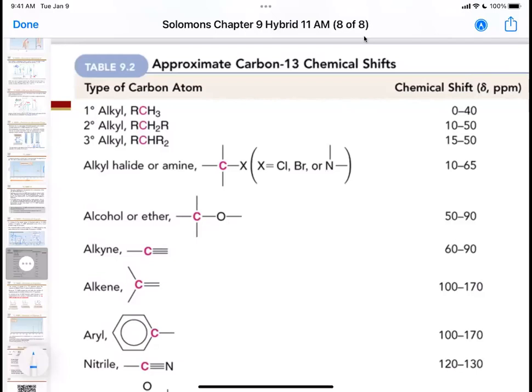Alkynes are in a slightly different position, 60 to 90, so we'll shift it further downfield. The alkenes are 100 to 170. Benzenes are 100 to 170.